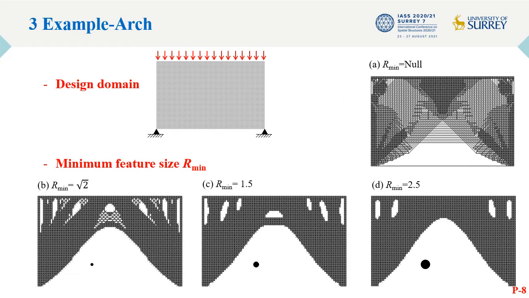Now let's consider another example. The design domain is shown here. The results obtained without filtering are shown in A. The results with different filter radii are shown in B, C, D, demonstrating the lumping effect caused by the filter.